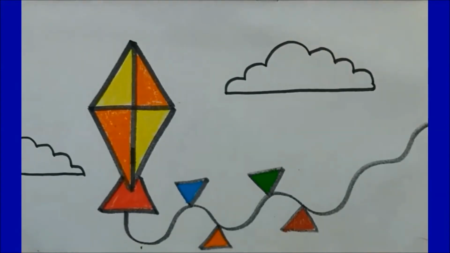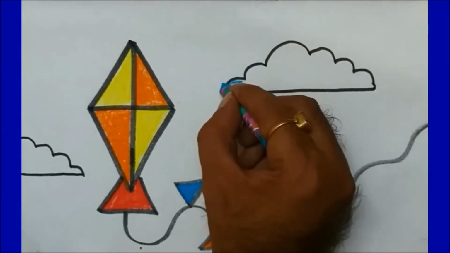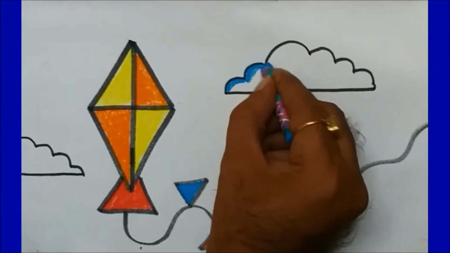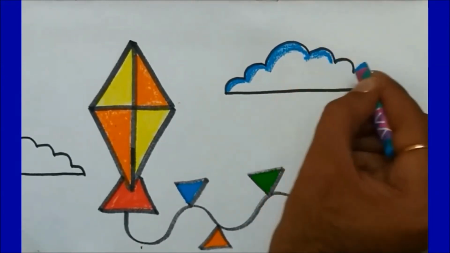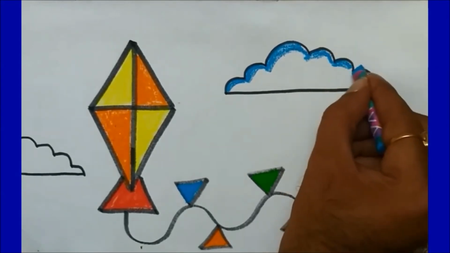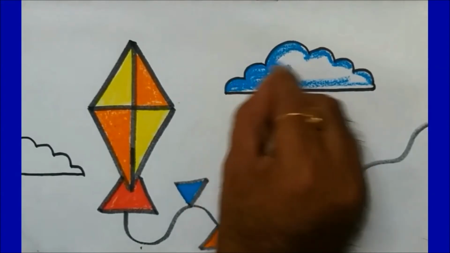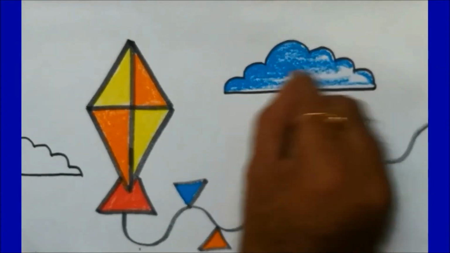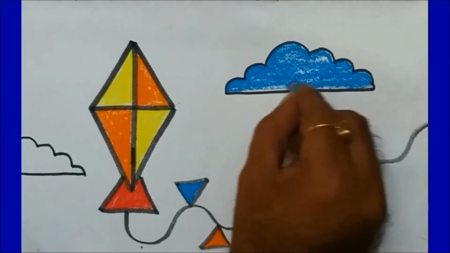Now take it sky blue color for filling inside. First border it. Color cannot get outside, otherwise it will spoil our drawing. Fill inside very slowly. Here my one cloud is ready.